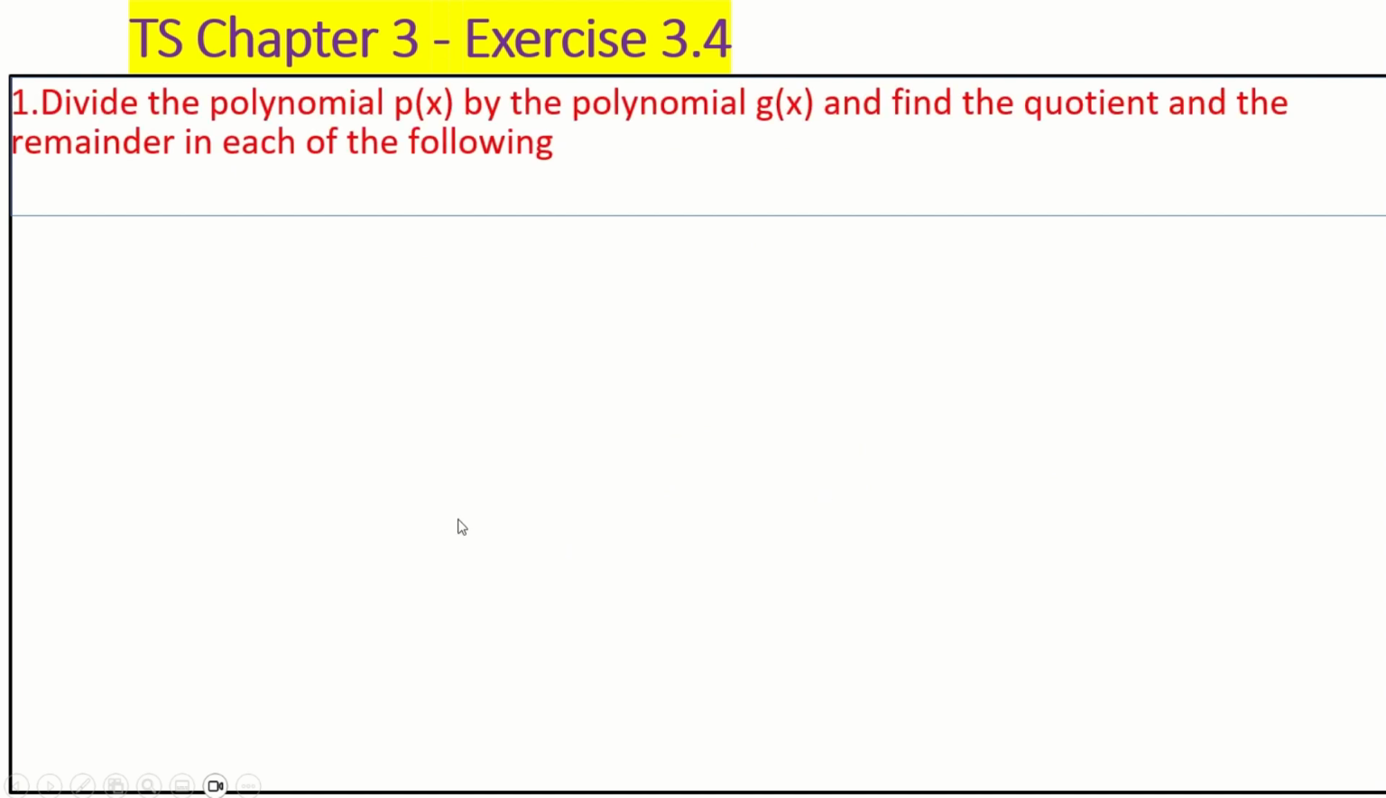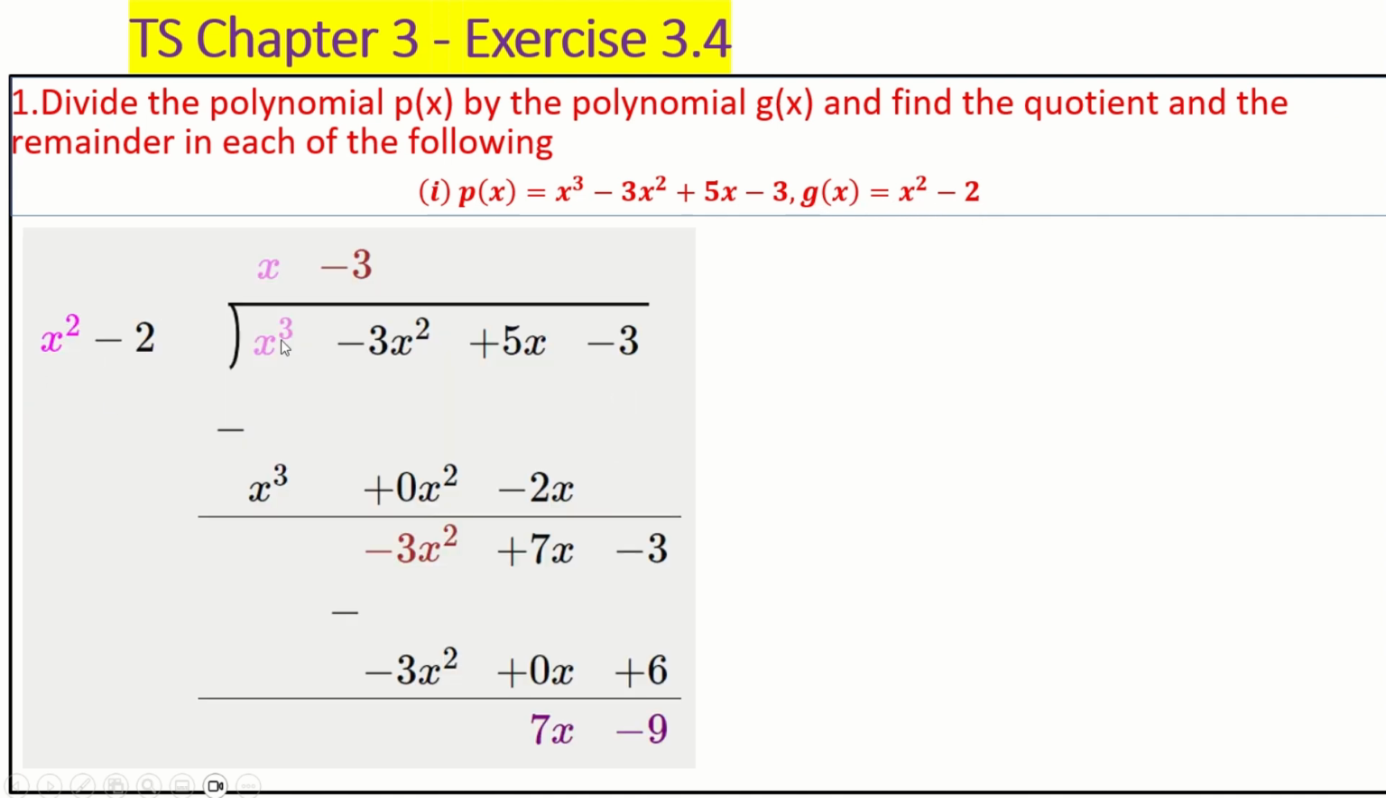Let's solve this. Divide the polynomial p of x by the polynomial g of x and find the quotient and the remainder in the following. Okay. So first problem is p of x equal to x cube minus 3x square plus 5x minus 3. G of x is x square minus 2. Okay. So if you divide, this is what you will get basically. Quotient will be x minus 3 and the remainder is 7x minus 9.